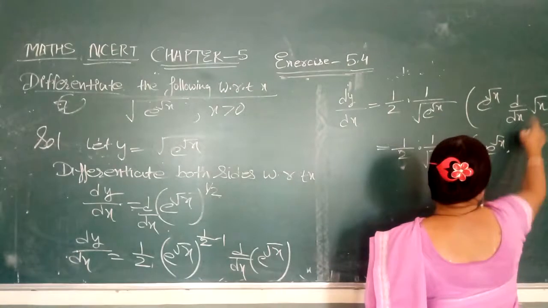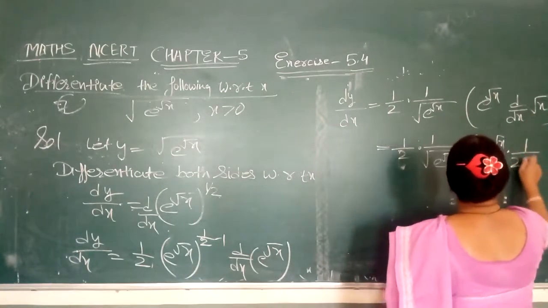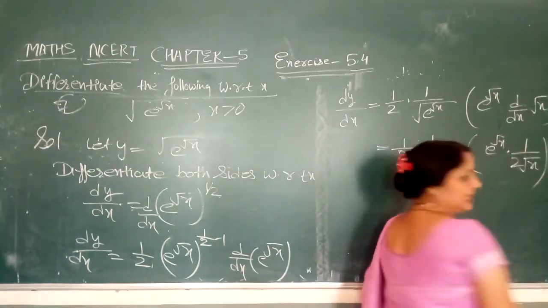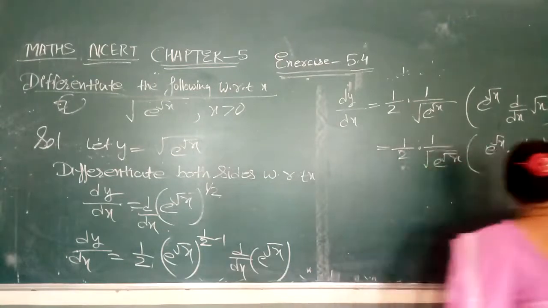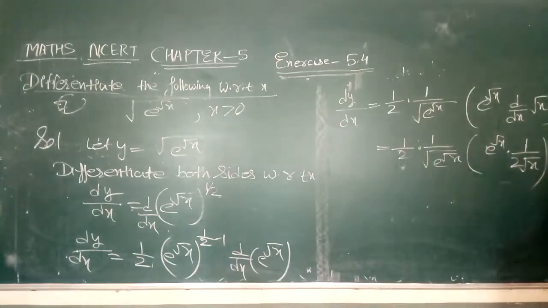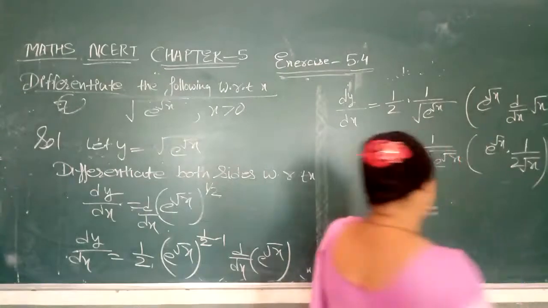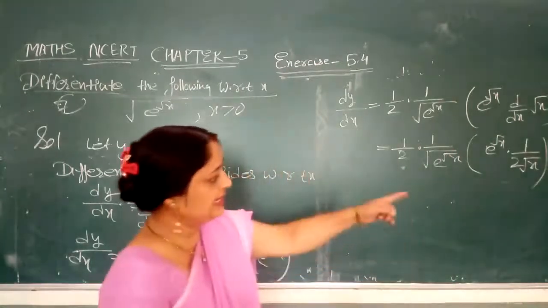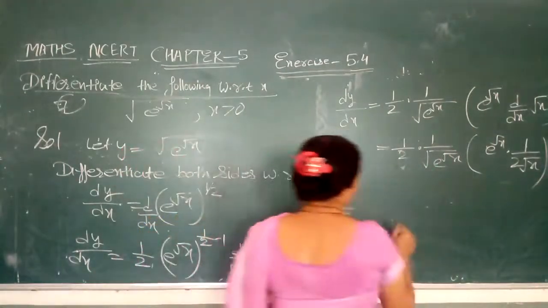What is the derivative of root x? That is 1/(2√x). Again I am writing that formula here, because the derivative of root x is 1/(2√x): this is x raised to power half, and you can apply the formula x^n, then n x^(n−1) will come for that term.